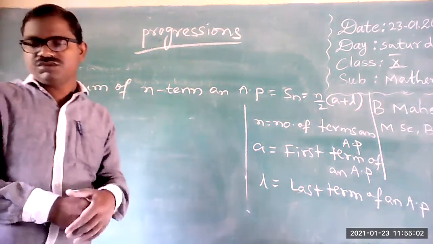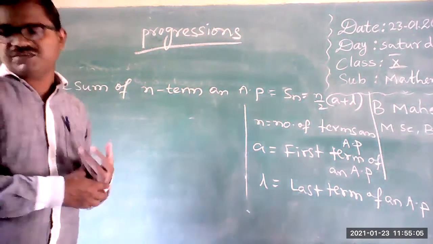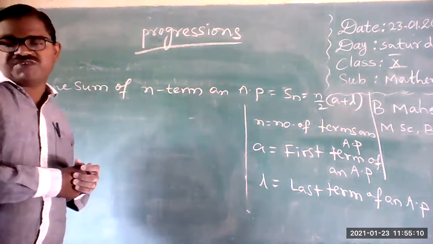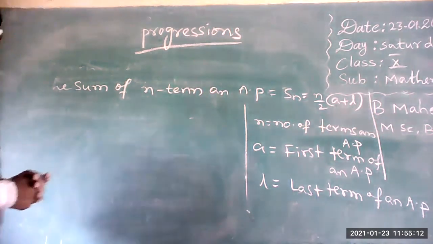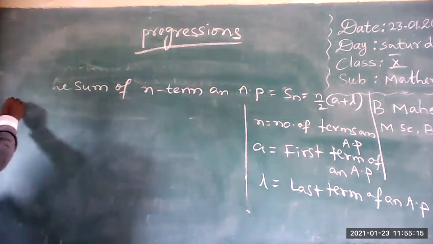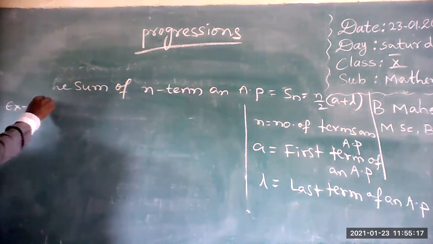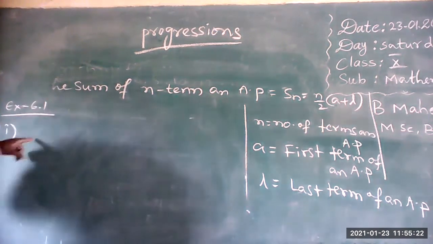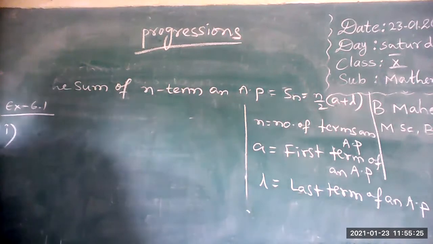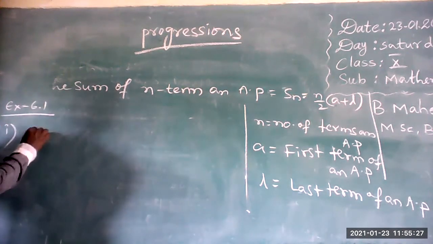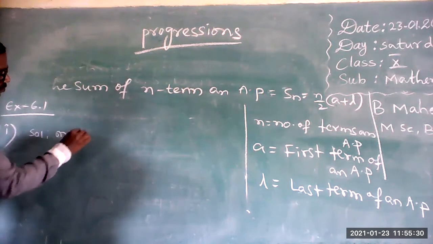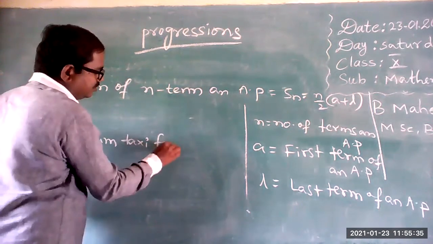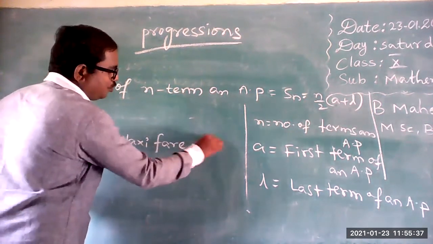Next, the problem given here: the taxi fare is 20 rupees for the first kilometer and thereafter 8 rupees for each additional kilometer. So exercise 6.1, first question. The minimum taxi fare, how much? 20 rupees.